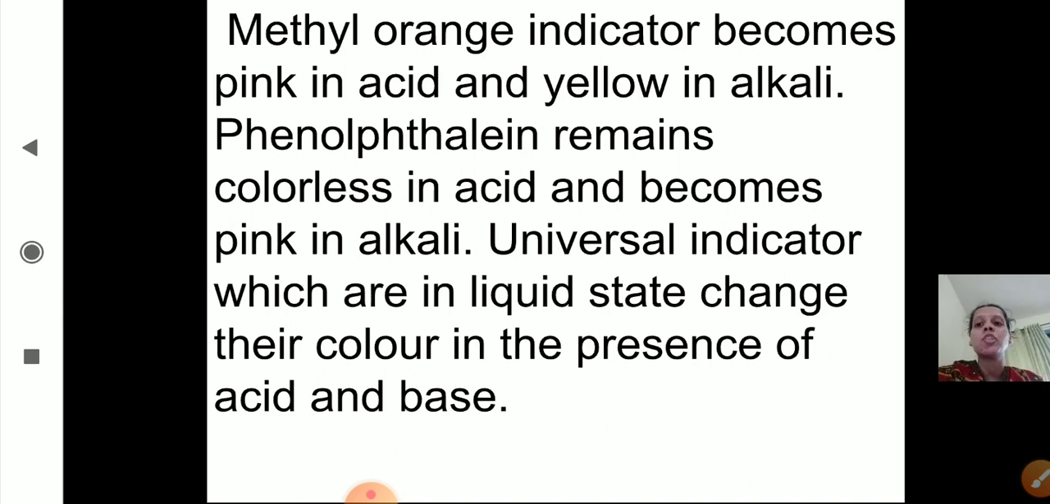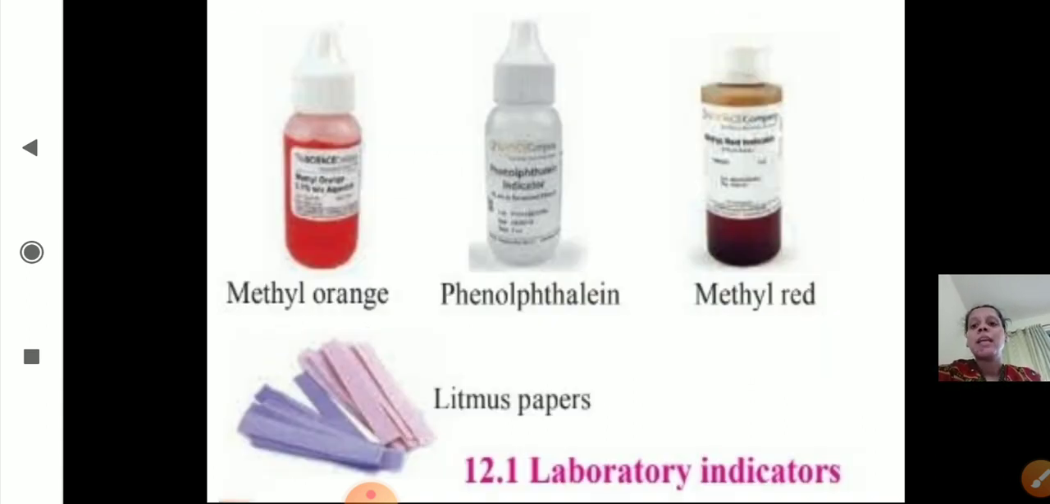Universal indicator, which is in liquid state, changes its color in the presence of acids and bases. So this is about the indicators which we are studying in the laboratory. Okay, so these are the examples of laboratory indicators.